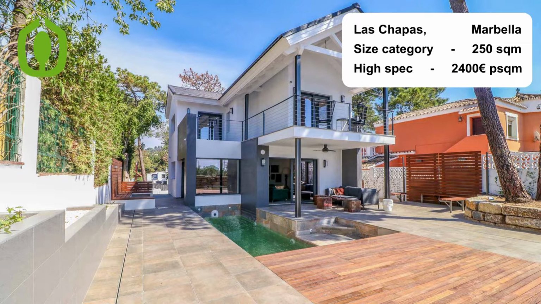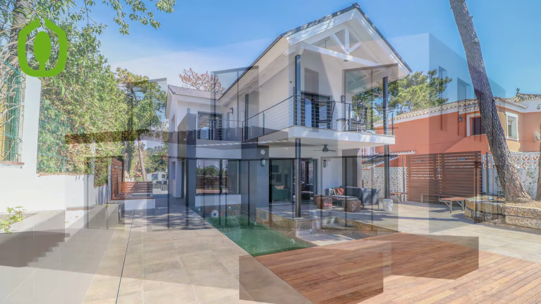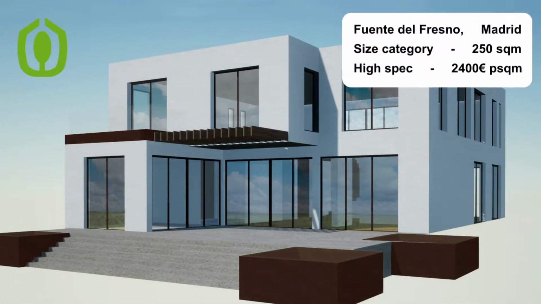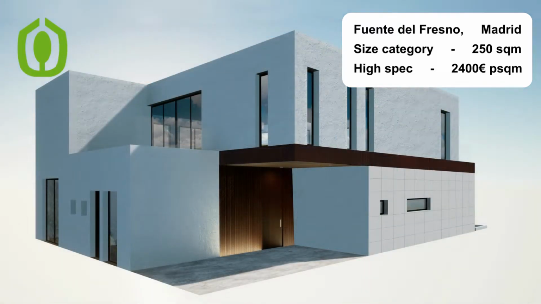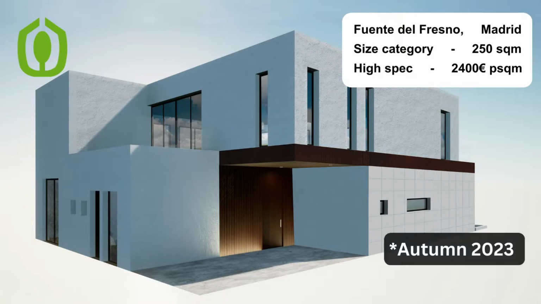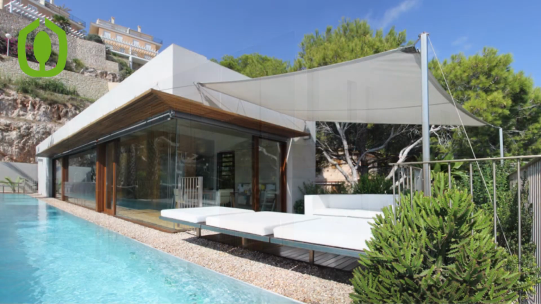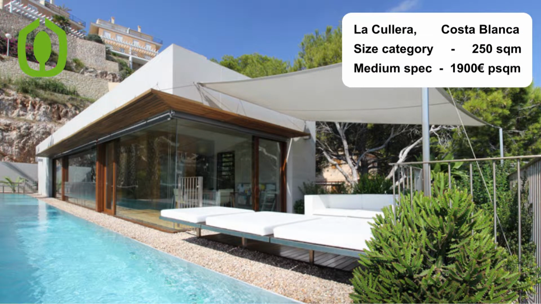Sometimes I think that that might be called an active house, which is in contrast to this one in Fuente del Fresno in Madrid. Now this one is a near passive house, very high quality specification, and we're starting on site in the autumn of 2022. In the blue box we've got this one in La Cullera, in the Costa Blanca, and this one also was built on a very steep slope.